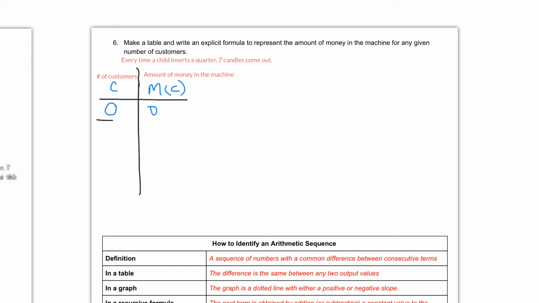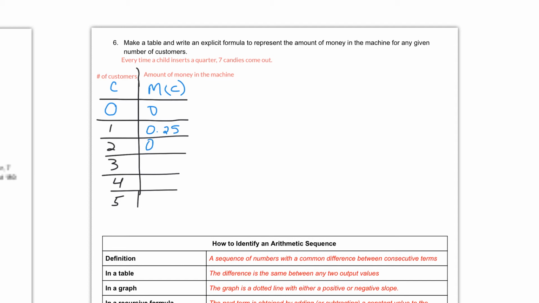Then let's take a look at maybe doing up to 5 customers. So 1, 2, 3, 4, and 5. So when we talk about every time a child inserts a quarter, that is 25 cents. So we can go ahead and say that after 1 customer, the machine should have a quarter, or 25 cents. So we can label this as 0.25. And then after 2 customers, a quarter plus another quarter would give us 50 cents.